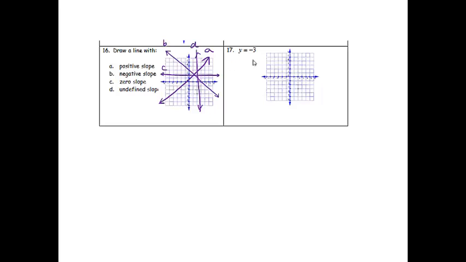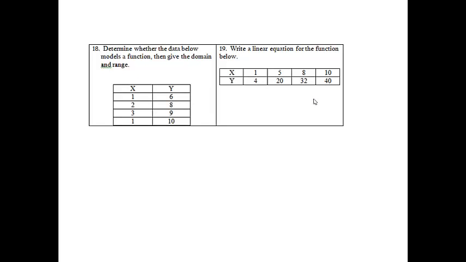Okay, 17, y equals -3. Again, if the y-axis is vertical, a y equals line is going to be horizontal. So I just need to make a horizontal line down at -3. And there we go. Right, number 18, determine whether the data below models a function, then give the domain and range.